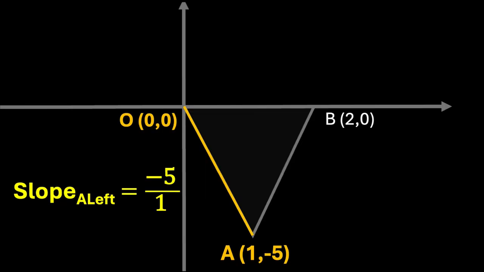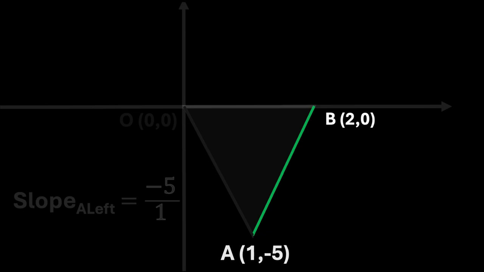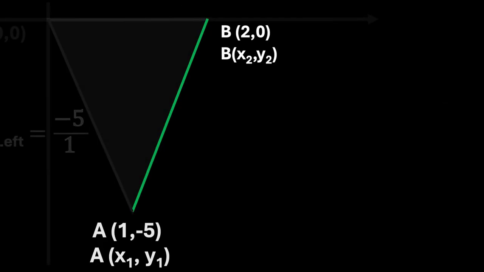To put it in a different way, the slope of OA before A, or towards the left of A, is minus 5 by 1. Now, what happens after A? Again, we have 2 points, x1, y1, x2, y2. Slope is y2 minus y1 by x2 minus x1.